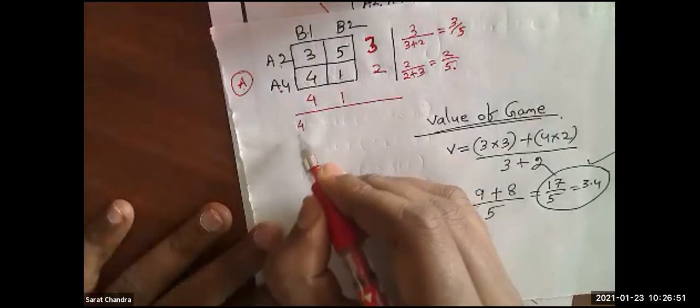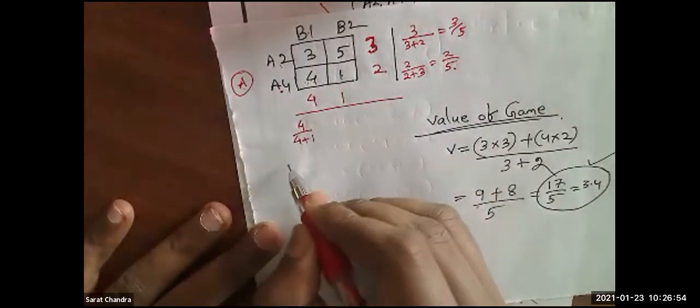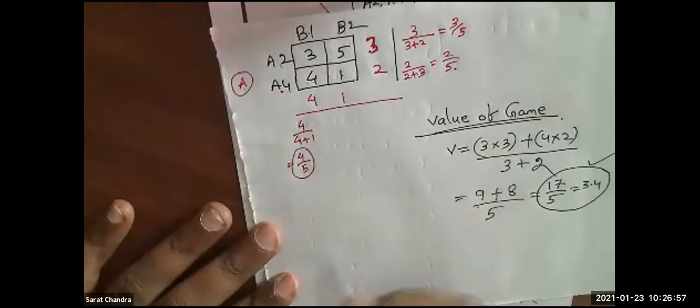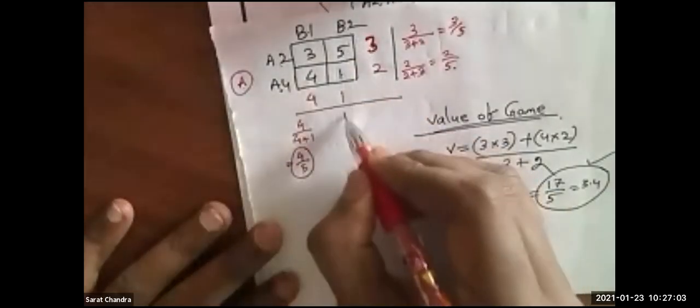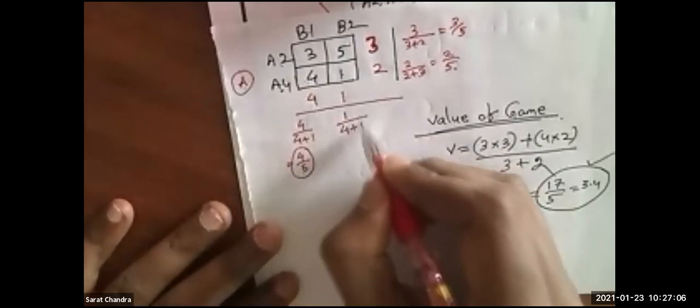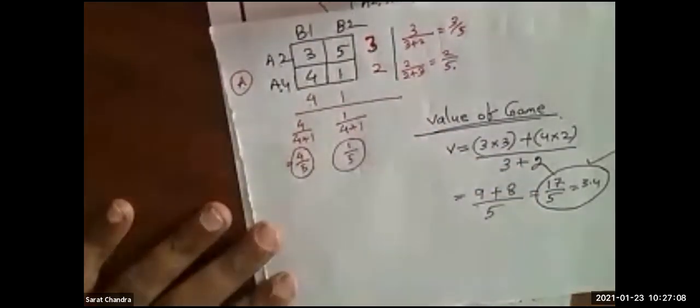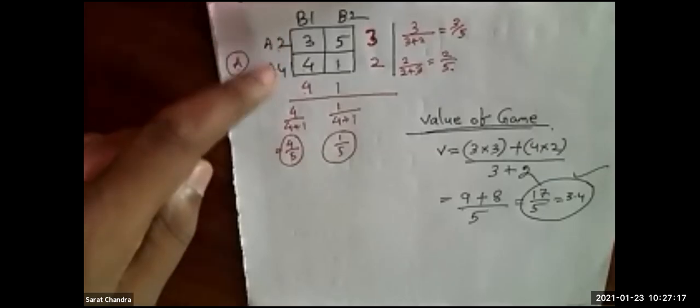Similarly, what is the probability of B1? It will be 4 divided by 4 plus 1, which is 4 by 5. And the probability of choosing B2 is 1 divided by 4 plus 1, so it is 1 by 5. In this manner, we can calculate the value of the game and the probability of choosing the corresponding strategy without using a single formula. That is the important thing. Without remembering anything, we can solve a 10 marks question.